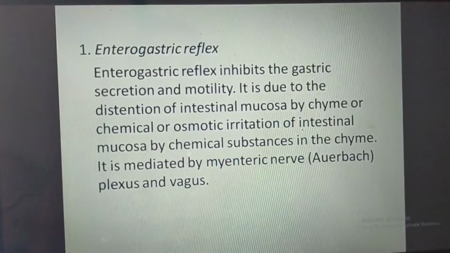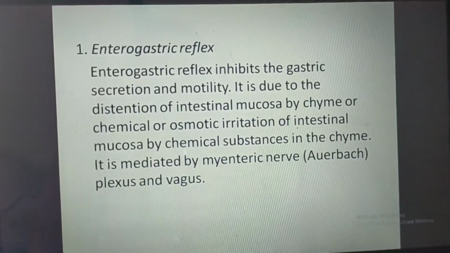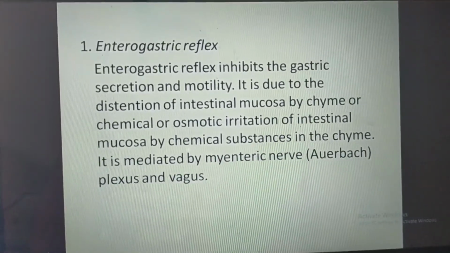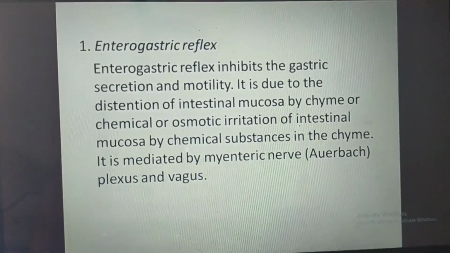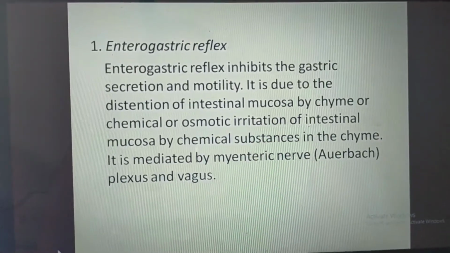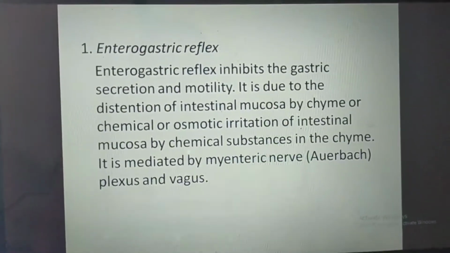Enterogastric reflex. Enterogastric reflex inhibits the gastric secretion and motility. It is due to the distension of the intestinal mucosa by chyme or chemical or osmotic irritation of intestinal mucosa by the chemical substances in the chyme. It is mediated by the myenteric nerve plexus and vagus.